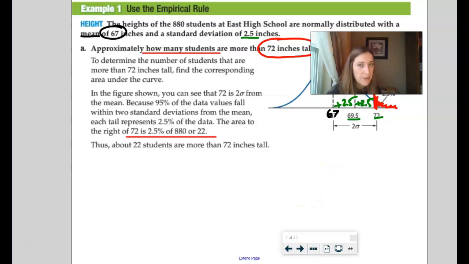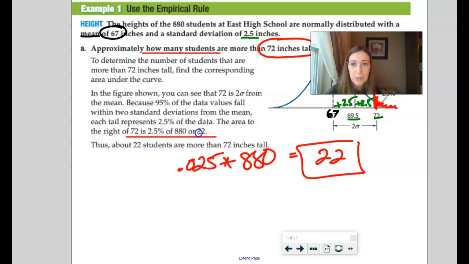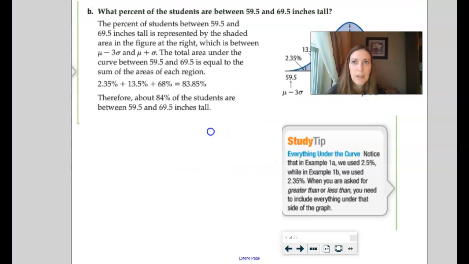Now, this is a bit of a trick question because it says how many students. They don't want the answer of 2.5%. What they want you to do is take 2.5%, which we know is 0.025, and multiply by how many students you have, which is 880. And I don't know if it comes out to exactly 22, but your book says 22, so we'll go with it. Probably. Oh, I should be able to do that in my head. I'm a math teacher, but alas.